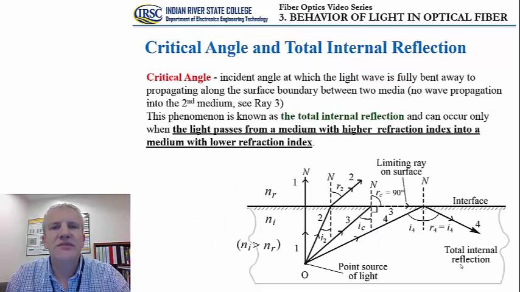The next important concept that is going to be covered is the concept of the critical angle and the so-called total internal reflection. These two concepts are extremely important for the propagation of light through an optical fiber.